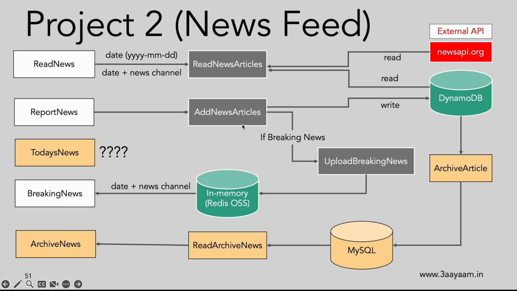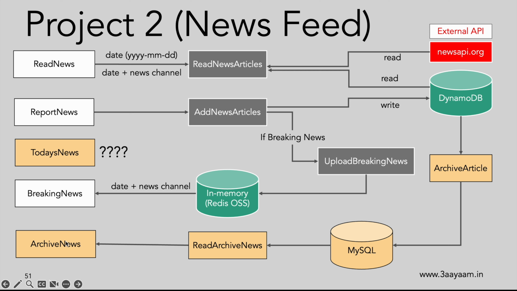And if the news is breaking news, then what would happen is that we'll use a function, not an API, to put the news in a memory database so that the reading is faster, much faster actually. Then you have today's news and the color is yellow and we have question marks here.